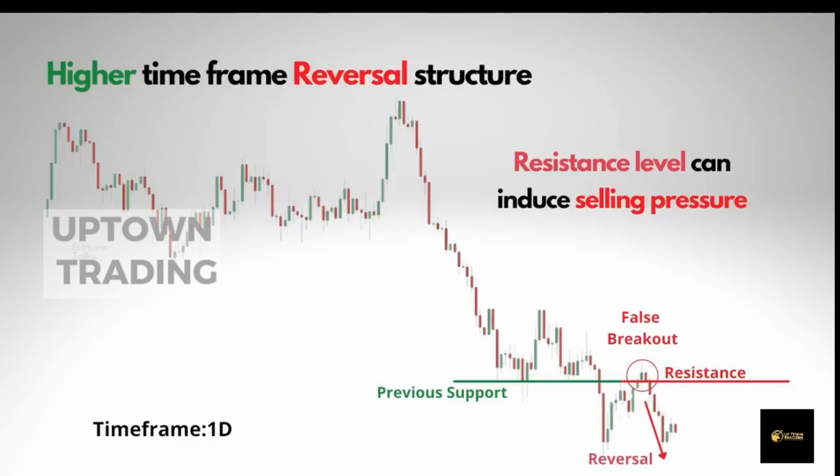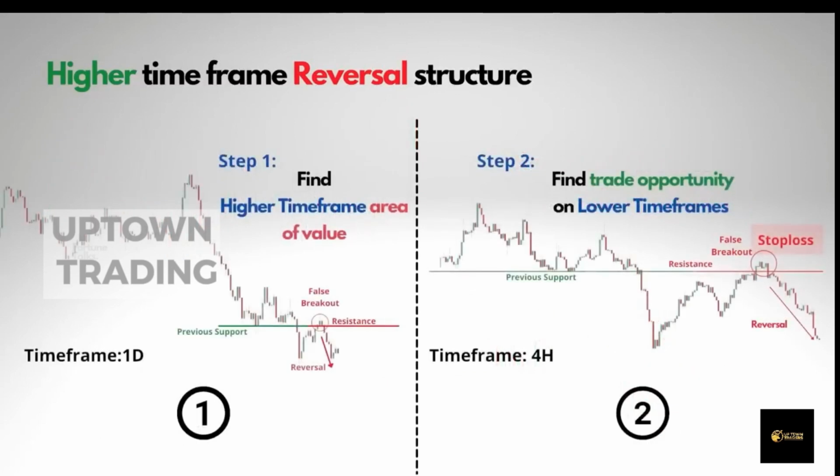And what do you think will eventually happen? It's pretty much no wonder why the market reversed from the resistance level. This is what I mean by a higher time frame reversal structure. So what exactly are we looking at?